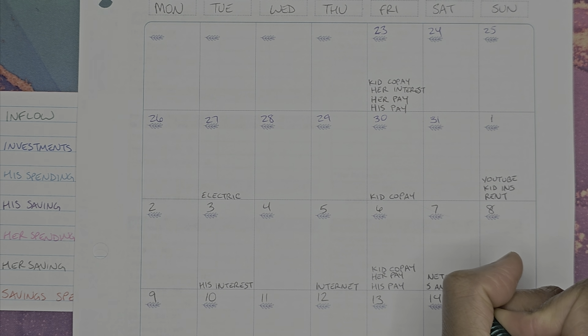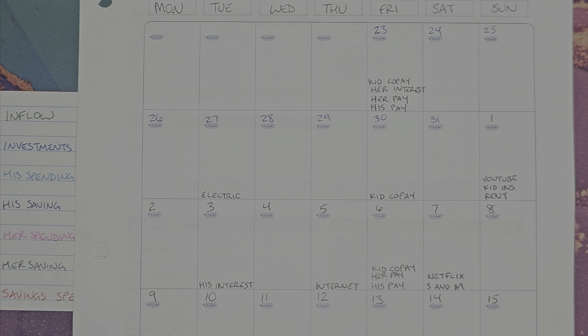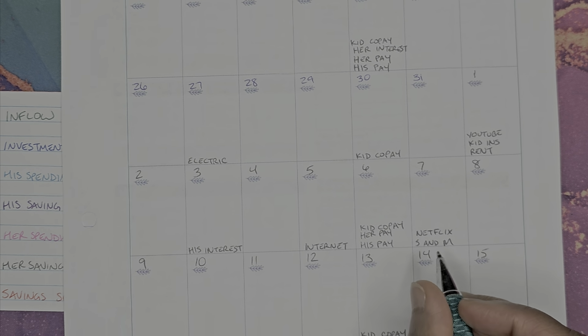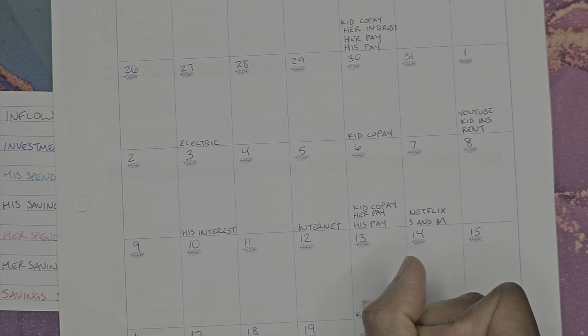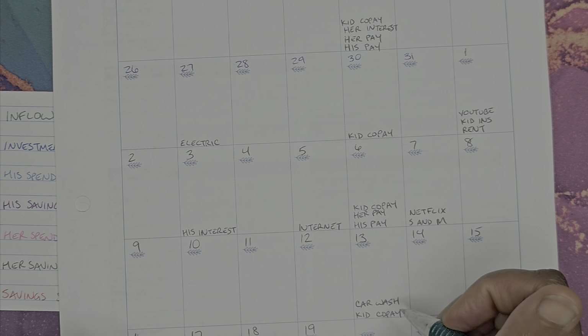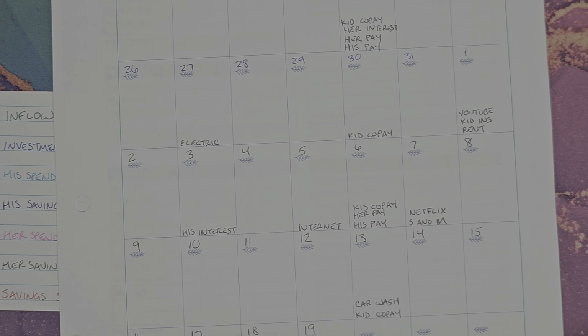And Netflix just went up, which makes me very sad. Boo. Because they got rid of the basic version, so there's that. And then my car wash subscription, which I am going to switch to an annual subscription once I have that money saved.